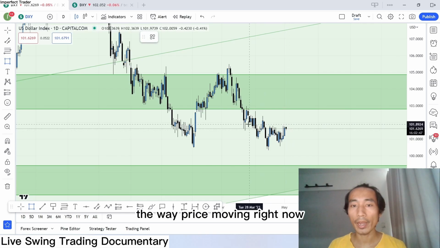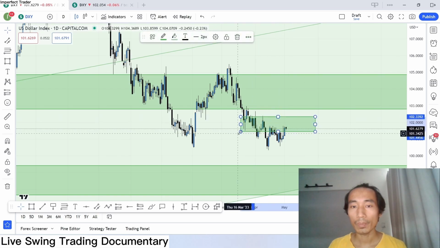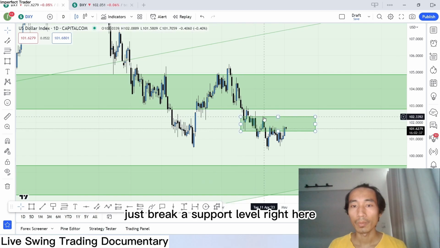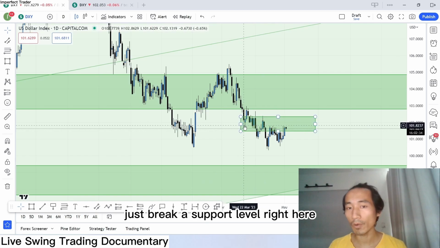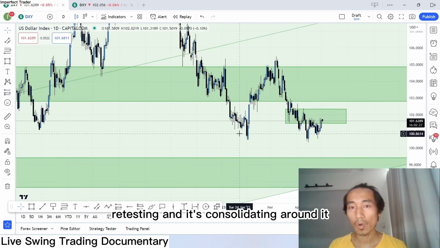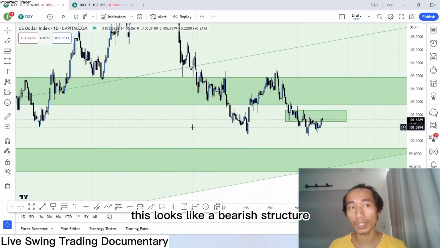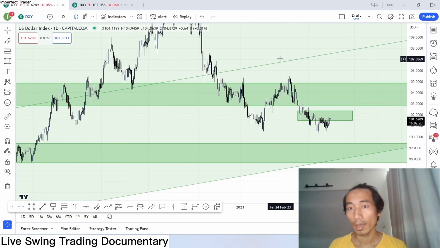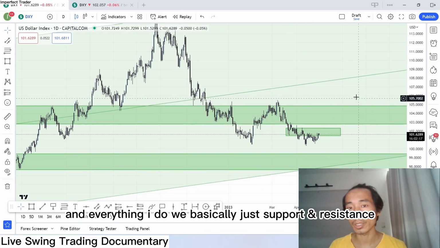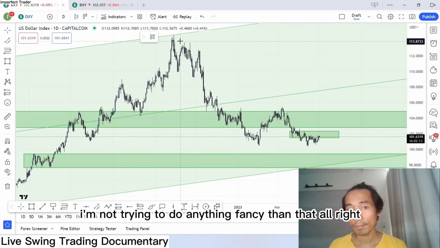What we are seeing right here is the way price is moving right now. We can see price just cracked a support level right here, retesting, and it's consolidating around it. So it looks like a bearish structure. And everything I do is basically just support and resistance. I'm not trying to do anything fancier than that. Alright.